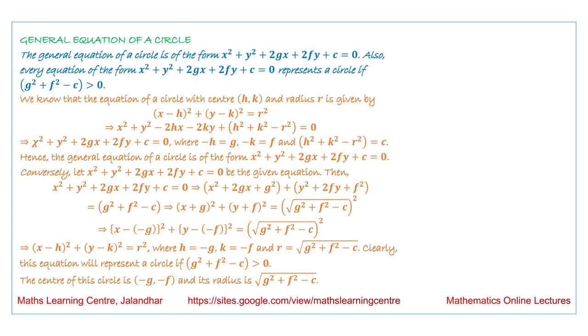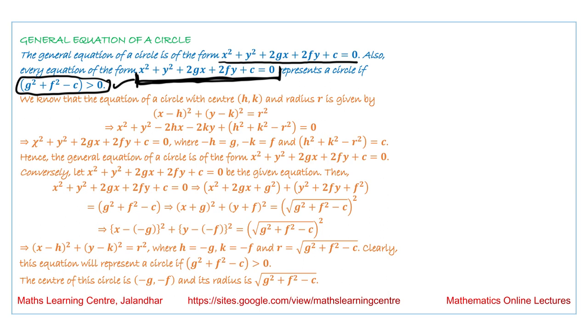Next we have the general equation of the circle. The general equation of the circle is of the form x² + y² + 2gx + 2fy + c = 0. And if we talk about the converse part, any equation of the form x² + y² + 2gx + 2fy + c = 0 will represent a circle if g² + f² − c is greater than 0.